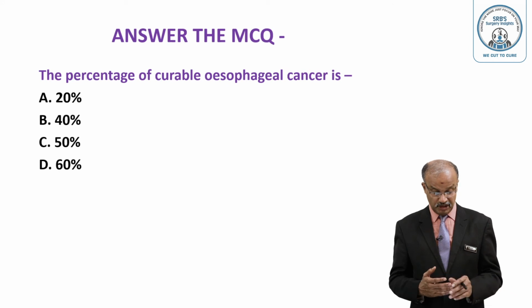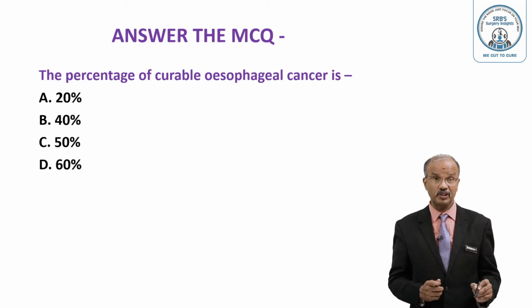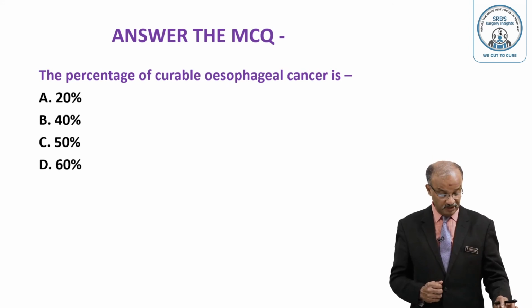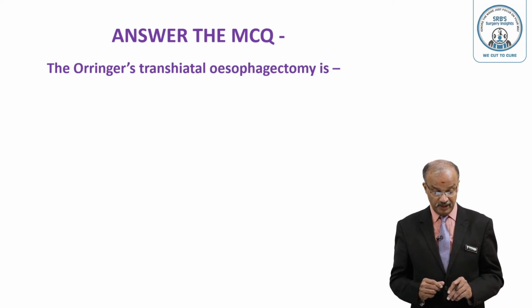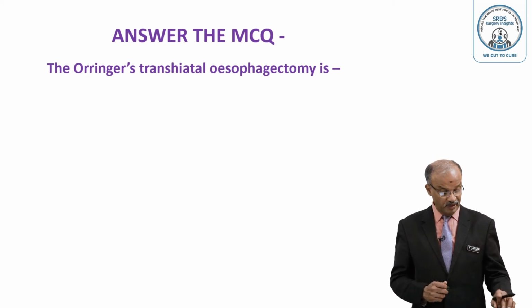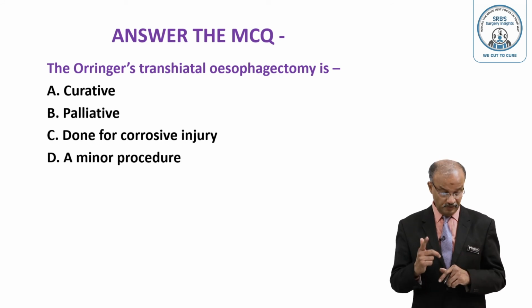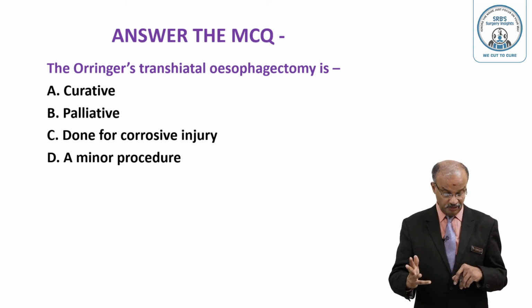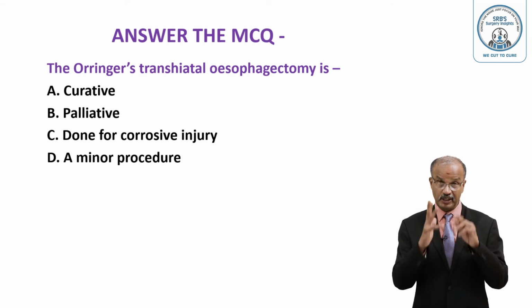So please answer: the percentage of curable esophageal cancer is 20%, 40%, 50%, or 60%. Another MCQ: Weringer's transhiatal esophagectomy is either curative, palliative, done for corrosive injury, or a minor procedure. Find out the right answer.